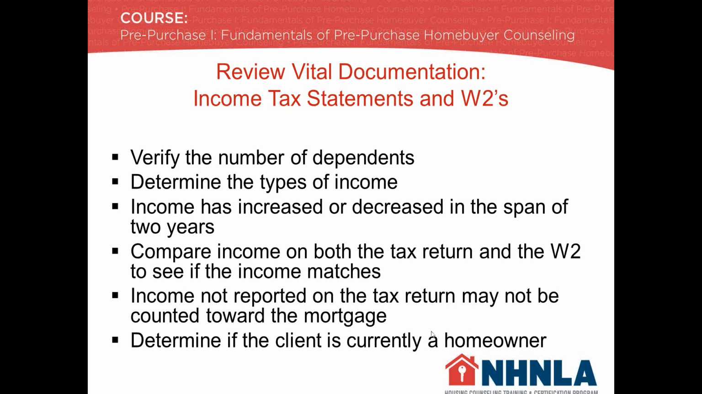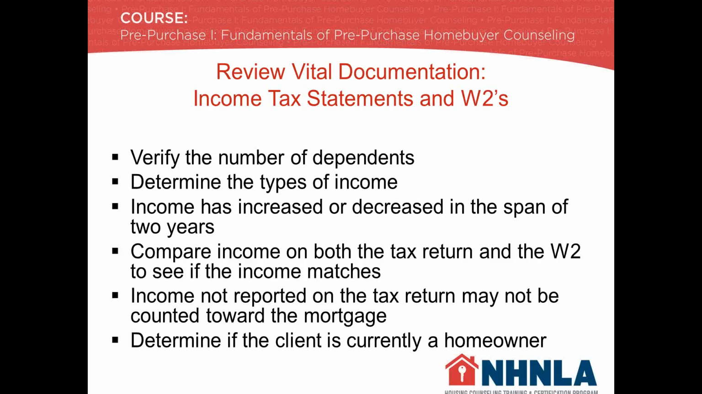Here would be income tax statements and also W-2s. So what can you find on an income tax statement? Lots of information. You're going to be able to see how many dependents they're claiming, different types of income that they have. And again, sometimes people get so used to income that they forget, oh yeah, every year in March I get $2,000. So this will let you see if there's other types of income.